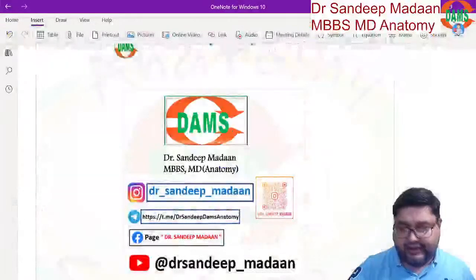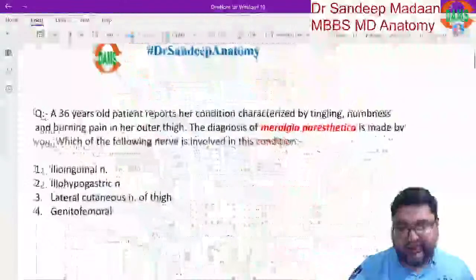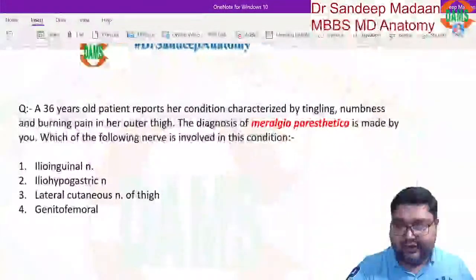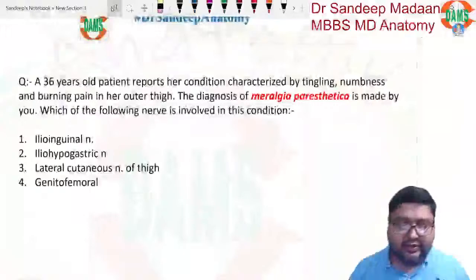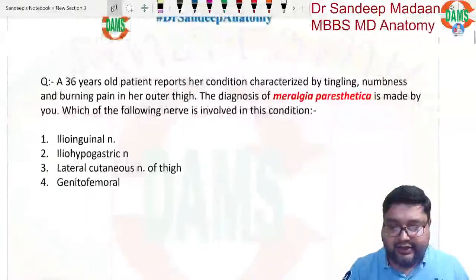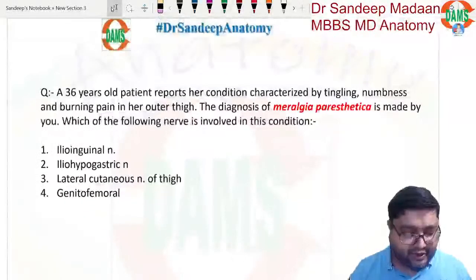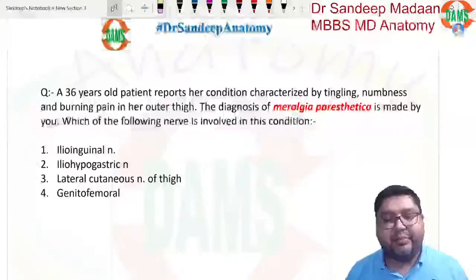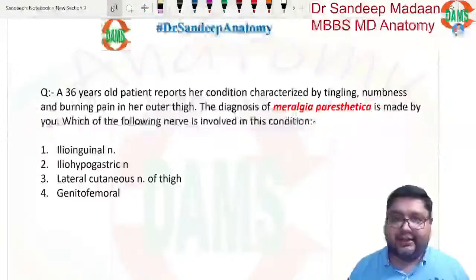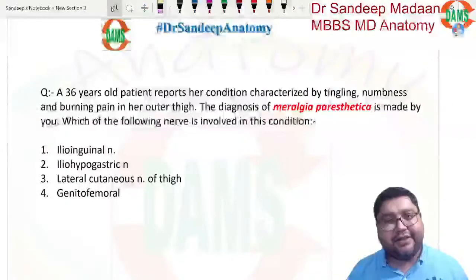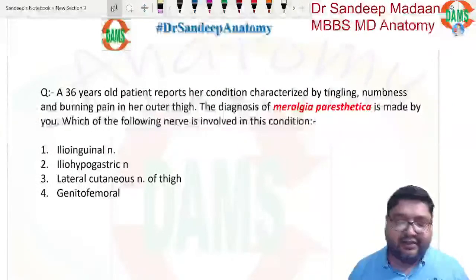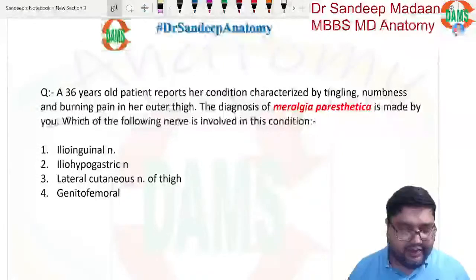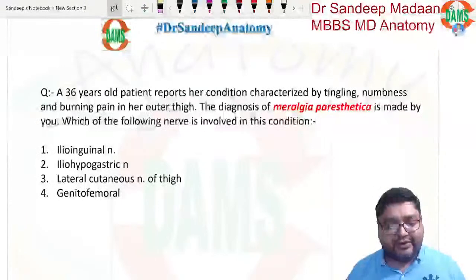Okay, so that is the question. Read this question carefully. A 36-year-old patient reports a condition characterized by tingling, numbness and burning in the outer thigh, and the diagnosis made by you is meralgia paresthetica. We know different conditions are there: cheiralgia is there, meralgia is there. So now which nerve is involved in this condition? What is your answer, dear friends?